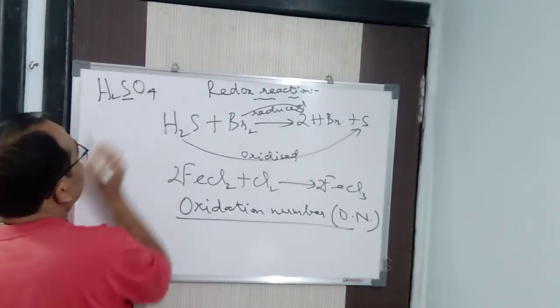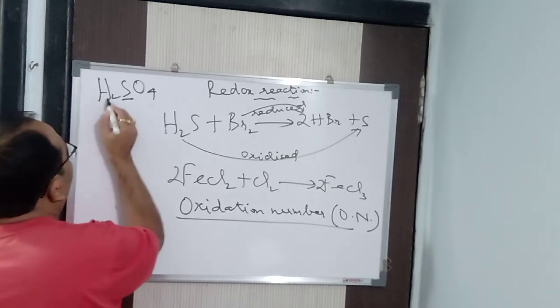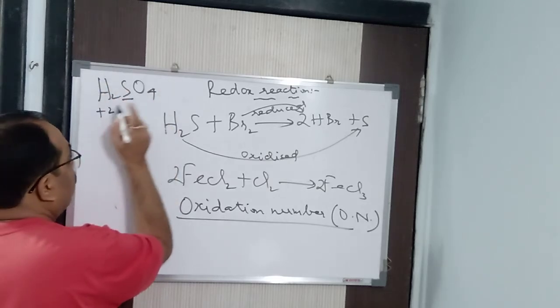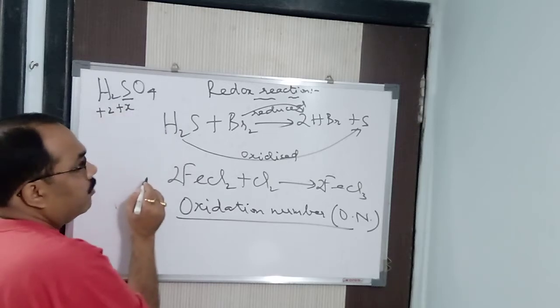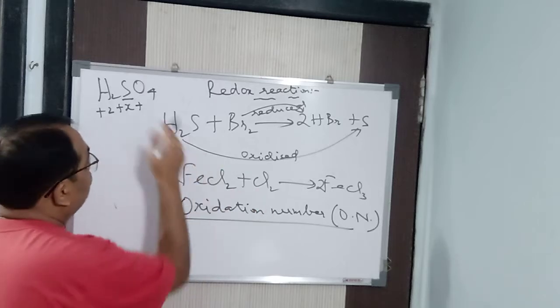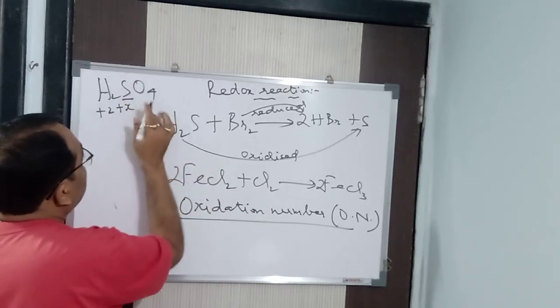We will find the oxidation number of sulfur. So how will you do? Hydrogen is plus 2 because each hydrogen atom is plus 1. You know that. The one whose oxidation number I have to find, I will take it as X. Oxygen is minus 2. You know that. So minus 2 into 4 is minus 8.